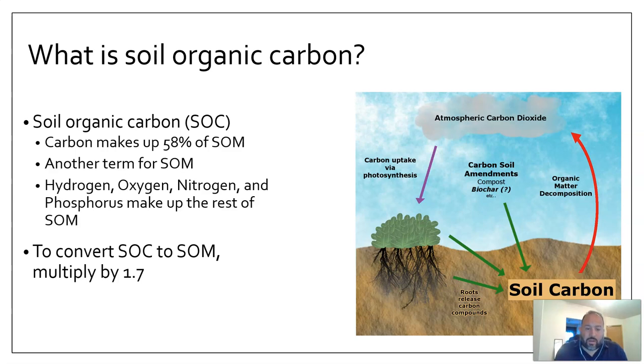If you saw numbers for soil organic carbon as opposed to soil organic matter, you could just multiply your soil organic carbon number by 1.7, and that would be what your soil organic matter is. And on the right-hand side here, I've got a little diagram showing a simplified carbon cycle: carbon going into the plant via photosynthesis, and then the roots releasing some carbon compounds, and that's how we get carbon into the soil, because soil holds carbon well. And then through decomposition of organic matter, carbon is released back into the atmosphere.